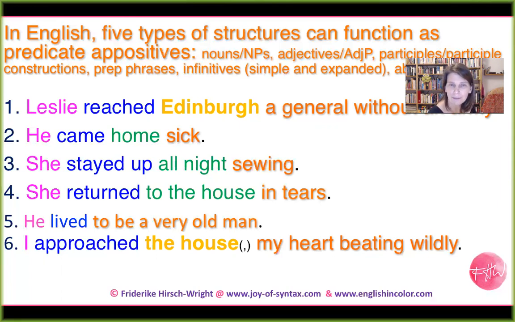"Leslie reached Edinburgh, a general without an army." So, "When Leslie reached Edinburgh, he was a general without an army." In a way, we see that here we have an example of a predicate appositive that replaces a superordinate structure, right? "When Leslie reached Edinburgh" would be the temporal subclause, "he was a general without an army."